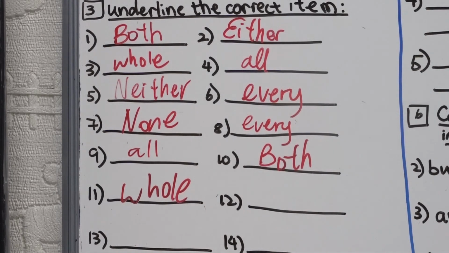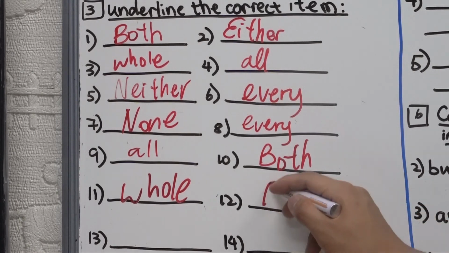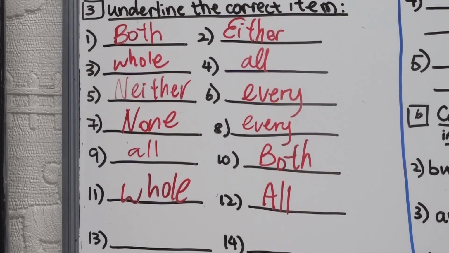All right, number 12. Each or all of the candidates will be interviewed individually. What do you think? All of the candidates, right? So no one is removed. Although each has a similar meaning, each means every one of them, right?